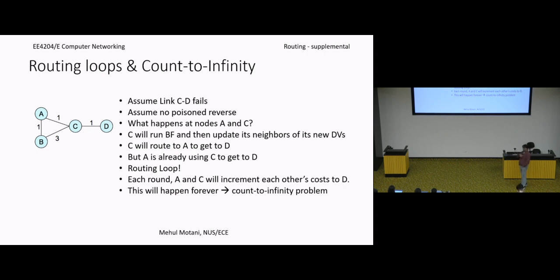The example I gave you in class, remember, the cost went from 4 to 60, and it took 44 iterations for the network to converge. Well, in this example, we'll see the network never converges. Okay? So let's say that in this example, link CD breaks. So CD goes from 1 to infinity.